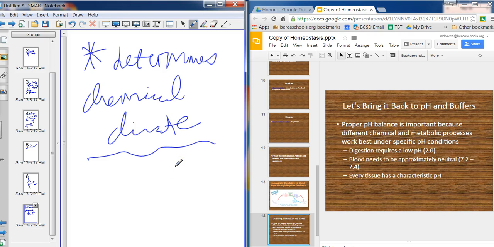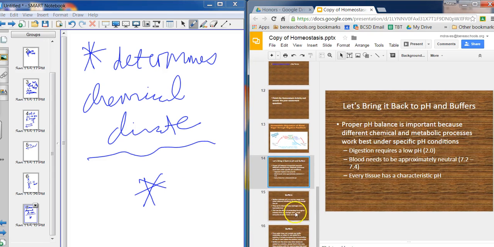So for example, for digestion to occur in a human organism, the pH needs to be pretty low, at or around 2. But then other parts of our body, like our circulatory system, the blood needs to be neutral, right around 7.2 to 7.4. And then every tissue in our body has a characteristic pH. So there's a lot of things that the human body has to control in order to maintain homeostasis. I want to say it's chaotic, but it's actually organized chaos. And the command center, our brain, is completely responsible for how to deal with those changes.